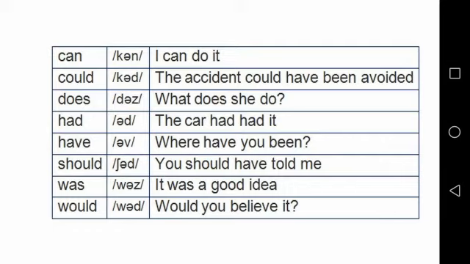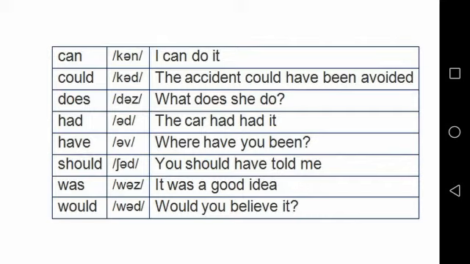Had becomes it. The current had it. Have becomes if. Where have you been? So have becomes if.